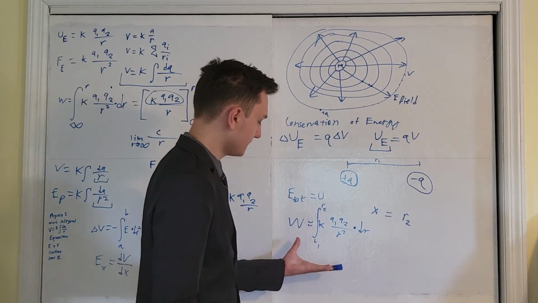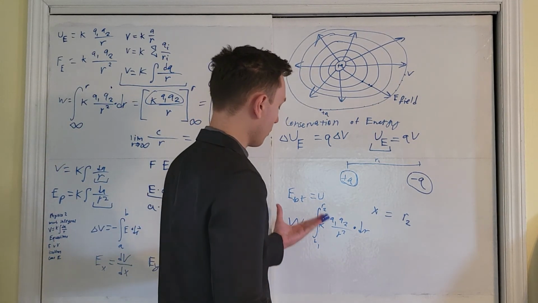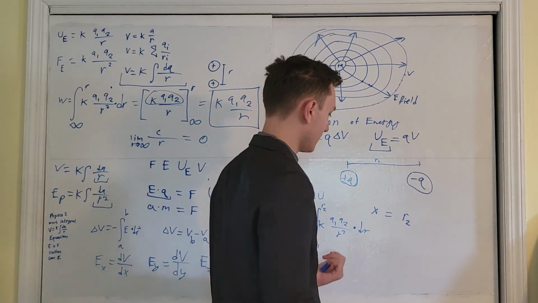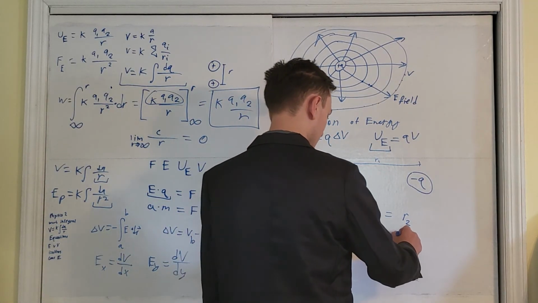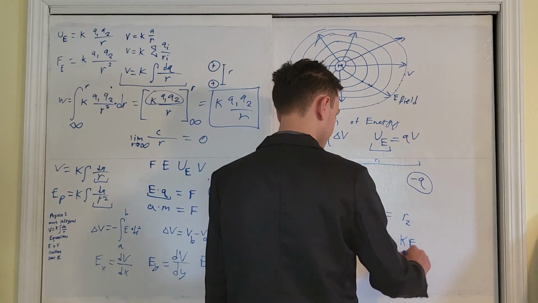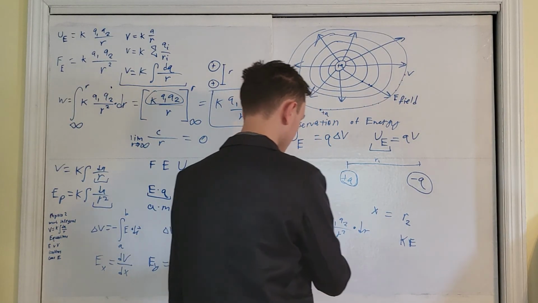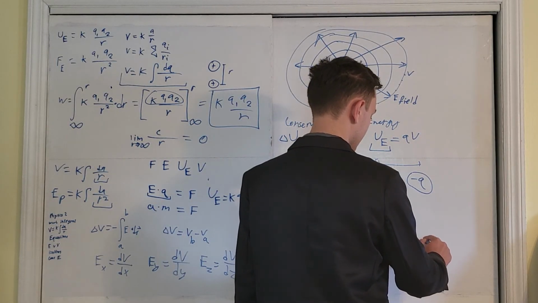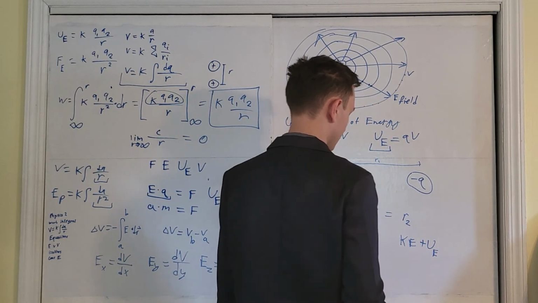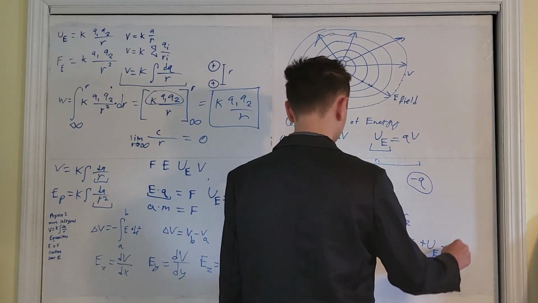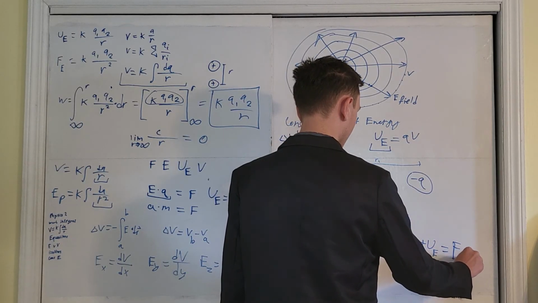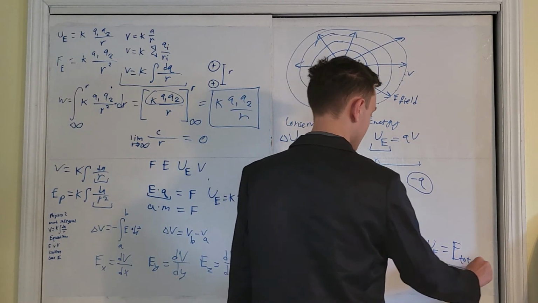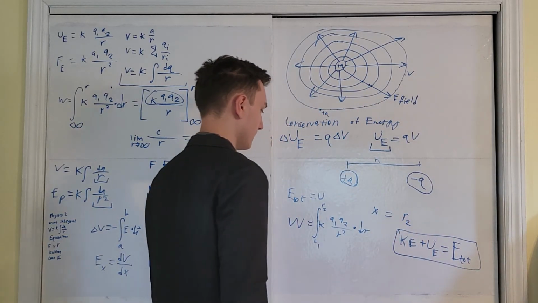And so from here, now you know the work done on one particle by the other, so you can calculate the kinetic energy of the system, which would be equal to this work done. And their kinetic energy, in addition to our remaining potential energy, would therefore equal the original total energy of the system. Okay? Simple conservation of energy problem.